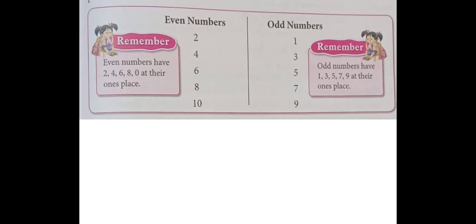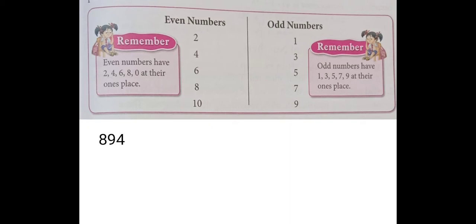1.6. So before that, you have to remember that even numbers have 2, 4, 6, 8 and 0 at their ones place. Ones place means the last place. The numbers which are having 2, 4, 6, 8, 0 at their ones place are even numbers, and the numbers which have 1, 3, 5, 7, 9 at their ones place are called odd numbers. This you have to remember. Okay, now let us understand by taking an example.